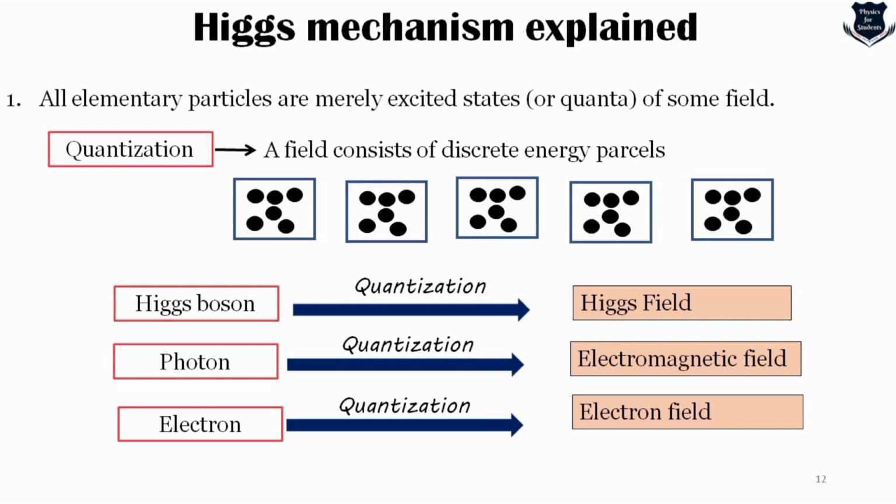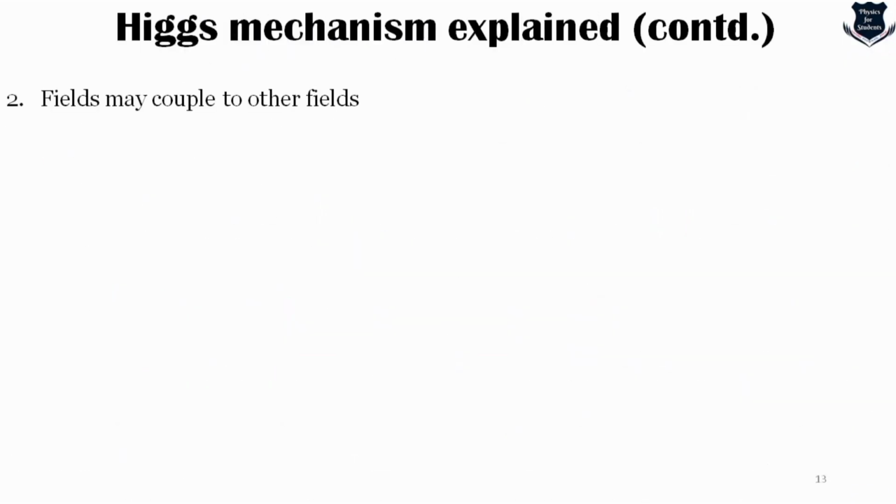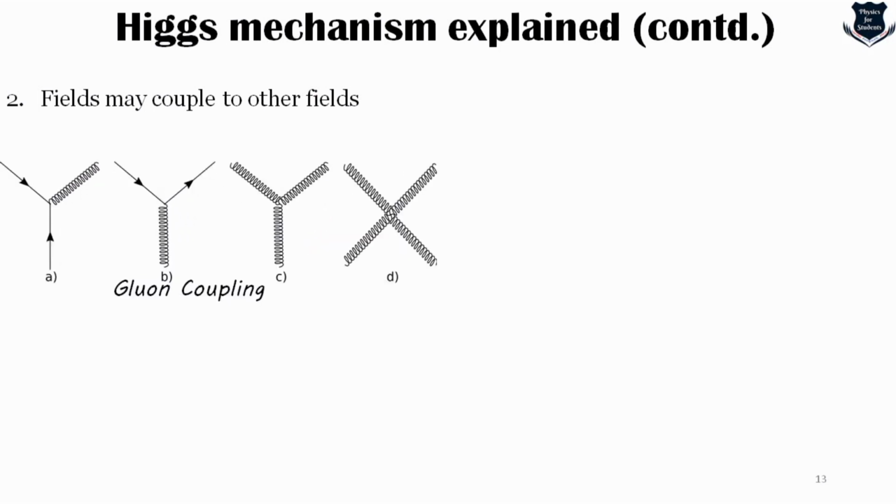This is the first part in explaining the Higgs mechanism: the elementary particles are merely excited states, and a Higgs boson, photon and electron are all quanta of different fields. We also know that fields may couple or interact with each other, and in this case, the fields are said to be interacting with each other.